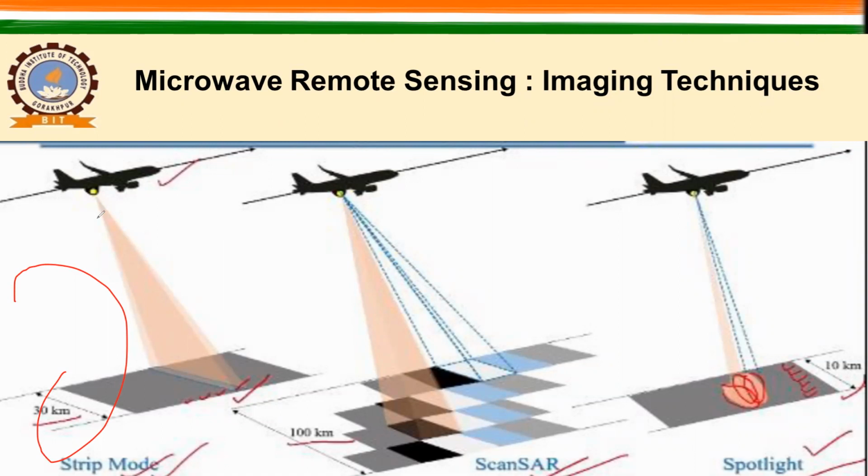What you will do, you will acquire the images in frames, and the frames will be used together to generate the image, right? In the third one, you have a spotlight. This will be generated like this. Okay? This will be generated like this.